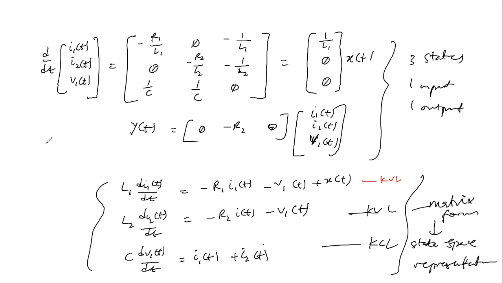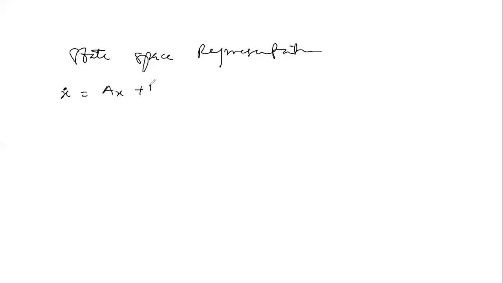But let me just put up the general notation, okay? So in a more general form, for the state space representation, we have that x dot, the first order derivative of x, is Ax plus Bu, while y, which is the output, is Cx plus Du.